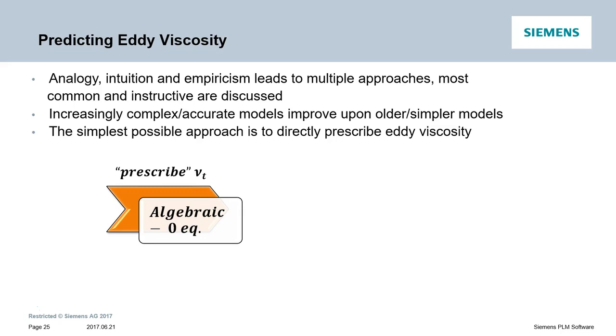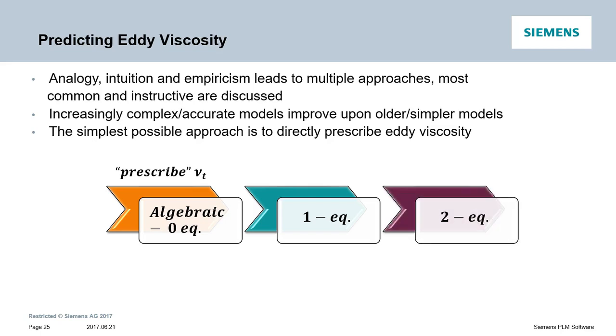In an attempt to capture more physics, we can solve additional transport equations for the turbulent quantity, usually turbulent kinetic energy, and those are known as one equation models. And the next level would be solving for even more transport equations, hence two equation models. And there are even these half equation models like the Johnson-King model, where an ordinary differential equation is solved for eddy viscosity. But we'll start with the simplest one, the algebraic or zero equation model.